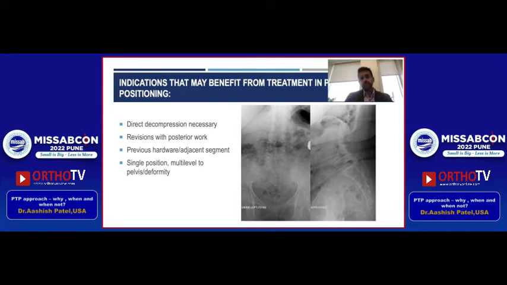So indications that may benefit from the prone lateral interbody technique: patients with direct decompressions that are necessary, revisions, they've already had a L4 through S1 fusion and you're adding on for adjacent segment disease at L3-4. They have previous hardware that you have to revise, or it's part of a larger spinal deformity construct, a T10 to the pelvis, that you'd like to perform interbody fusions for.